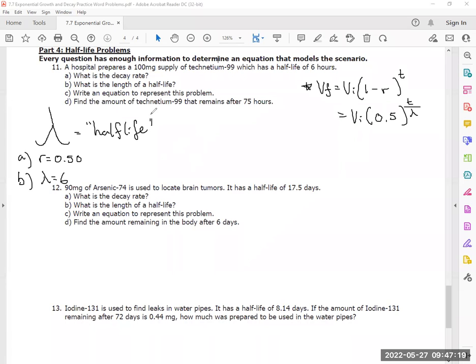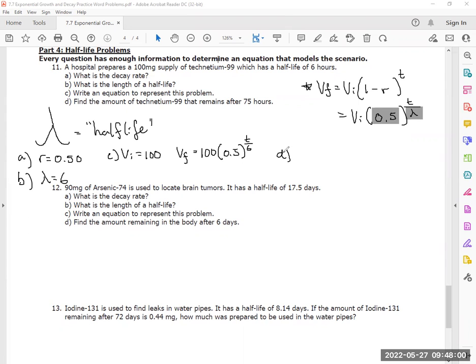Okay, write an equation to represent this problem. I have an initial value of 100 milligrams because that's what they said. I have my R, I have my lambda. That's all I need. The formula or the equation for this question is 100, 0.5 to the power of time divided by 6. And I think the hardest part that you have to watch out for is the lambda portion, because you know this is always going to be 0.5.